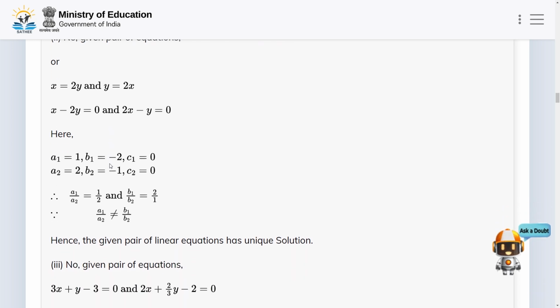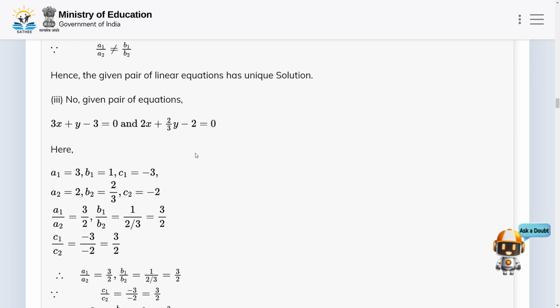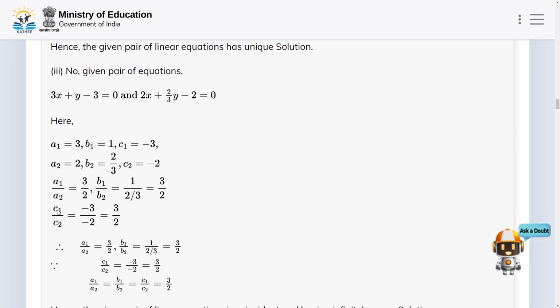Now let us check the third pair of linear equations. In the third we have 3x plus y minus 3 is equal to 0 and 2x plus 2 by 3y minus 2 is equal to 0. If we compare this with the general form, then a1 is equal to 3, b1 is equal to 1 and c1 is equal to minus 3, and a2 is equal to 2, b2 is equal to 2 by 3 and c2 is equal to minus 2.